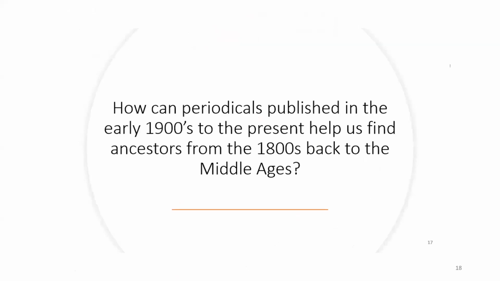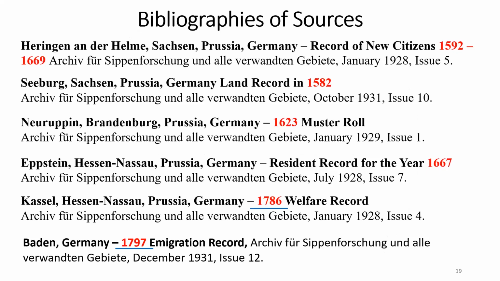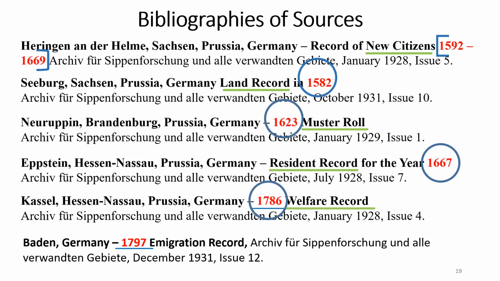I was once asked, how do periodicals that were published in the early 1900s to the present help find ancestors from the 1800s back to the Middle Ages? So shown here are 6 of the articles that were listed on that previous map. They include a citizenship record from 1592 to 1669, a land record that covers 1582, a military muster roll in 1623, a resident record in 1667, a welfare record in 1786, and an immigration record in 1797.